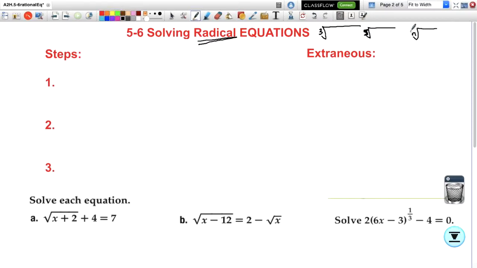All of these are radicals, and we're going to be able, hopefully, to tackle each of these types of problems today. So your first step is to kind of isolate your radical on one side of the equal sign. So you're going to get your radical alone on one side.